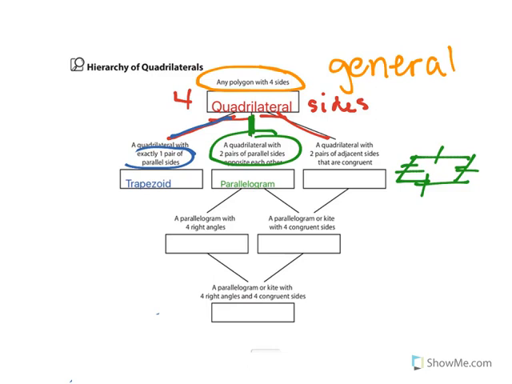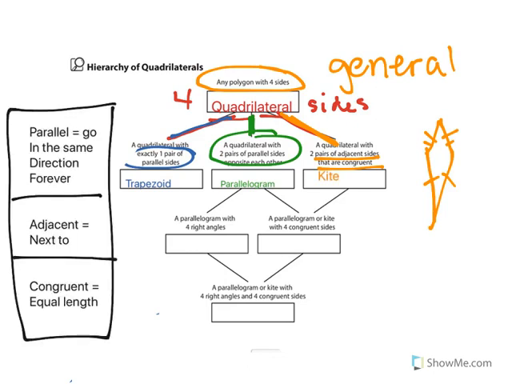And finally, what is this one called? A quadrilateral with 2 pairs of adjacent sides that are congruent, okay? Adjacent means next to. Congruent means equal side. So this is a shape that has 2 pairs of adjacent sides that are congruent, okay? Adjacent means next to, congruent means equal. This is called, that is a kite. Excellent. Okay, so now let's continue.